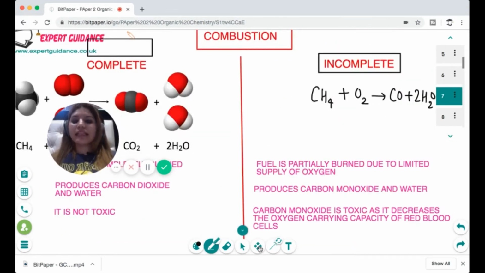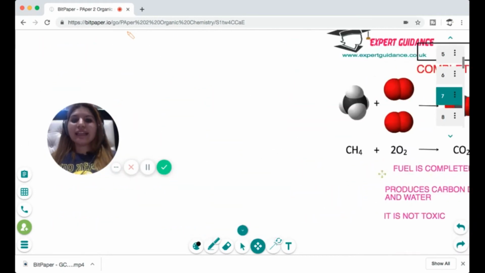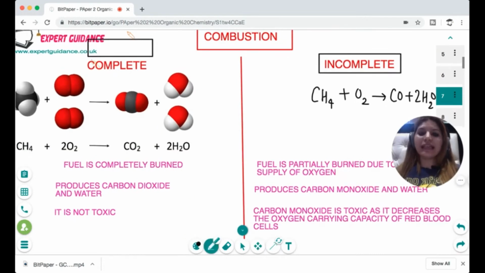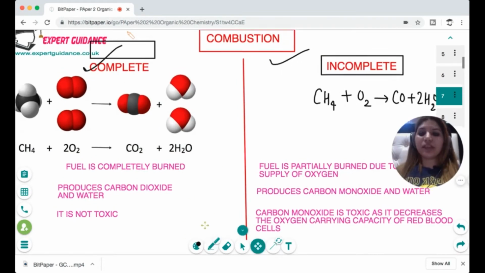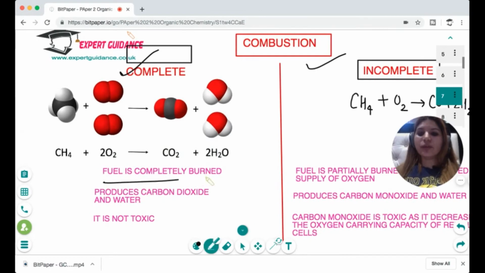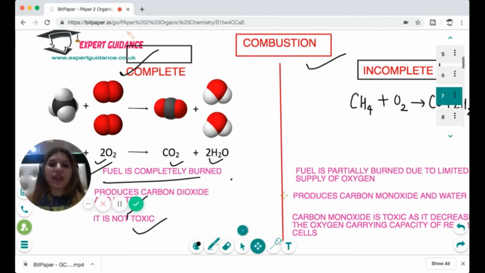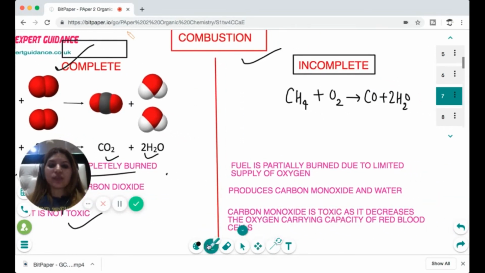Now, next is the reactions of alkanes. Alkanes show only 2 types of combustion, complete and incomplete. What is complete combustion? Combustion is when the fuel is completely burned. So hydrocarbon plus oxygen gives carbon dioxide and water, and it is not toxic as it is not producing any harmful gases. On the other hand, incomplete combustion is when the fuel is partially burned due to a limited supply of oxygen. So the hydrocarbon burns to give carbon monoxide and water.